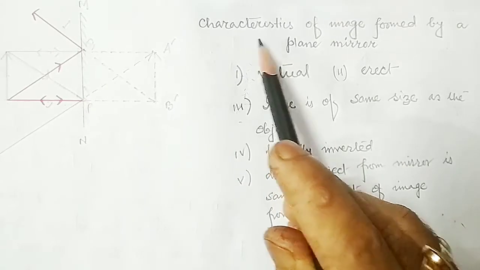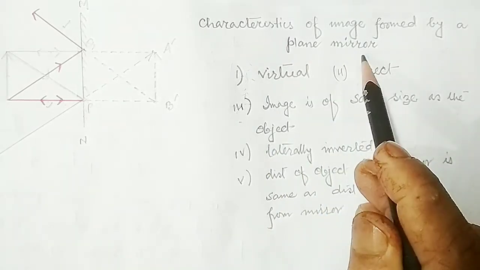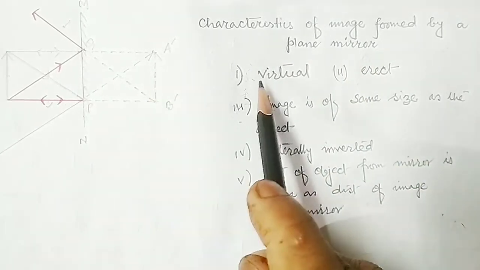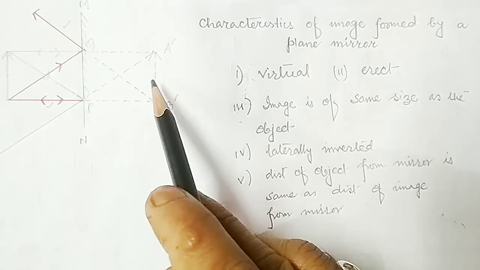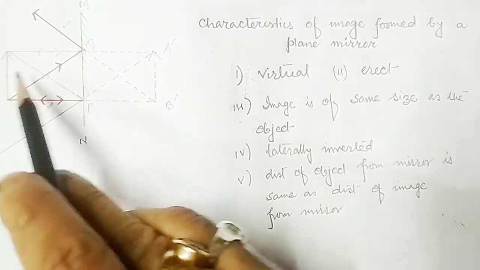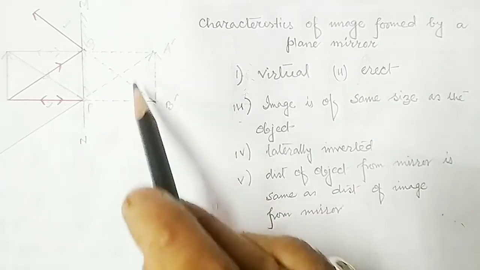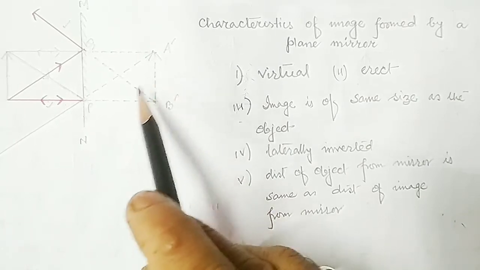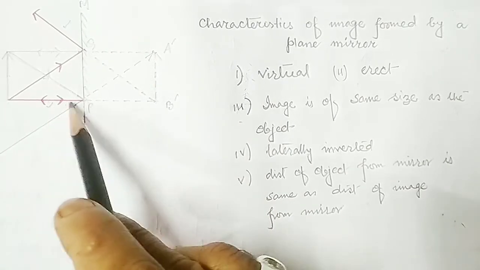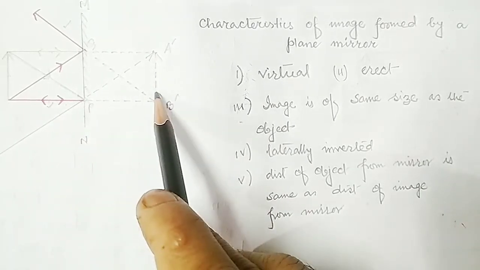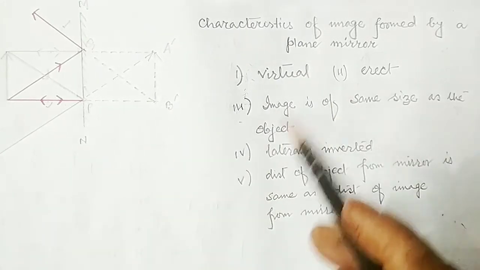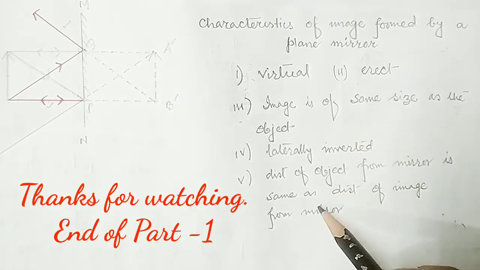So the characteristics of the image formed by a plane mirror are: the image is virtual, the image is erect, the image is of the same size as that of the object, the image is laterally inverted, and the distance of the object from the mirror is the same as the distance of the image from the mirror. So these are the characteristics of the image formed by a plane mirror.